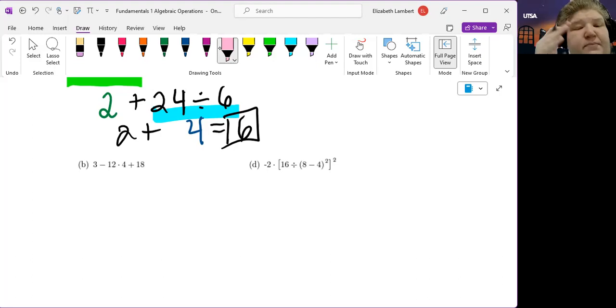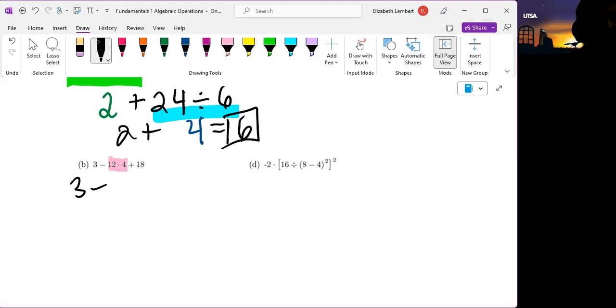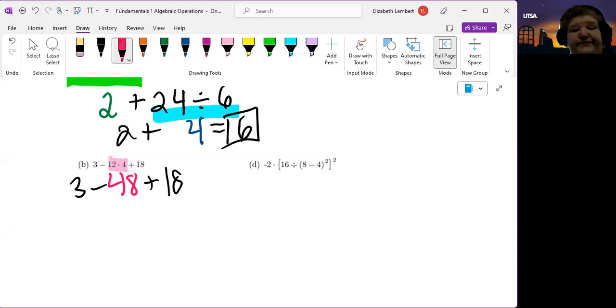Okay, so we have 3 minus 12 times 4 plus 18. So no parentheses, no exponents. We have a dot for multiplication. So that is where we will start. 3, the minus is going to stay, and the plus 18 is going to stay. 12 times 4 is 48. So that is our next line of work. Now, 3 minus 48 plus 18. So subtraction and addition, because we don't have any more multiplication or division. We're going to do the subtraction first because that's the first as it appears from left to right.